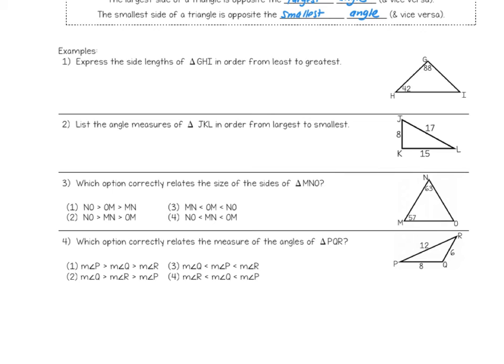In example 1, it says, express the side lengths of triangle GHI in order from least to greatest. Well, first, find the missing angle.